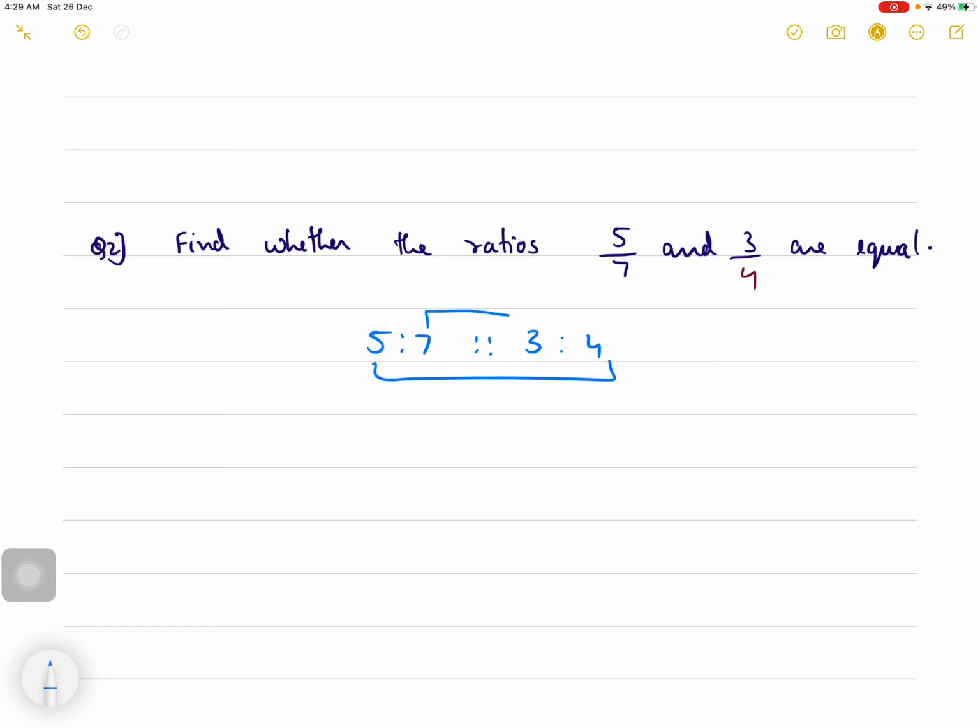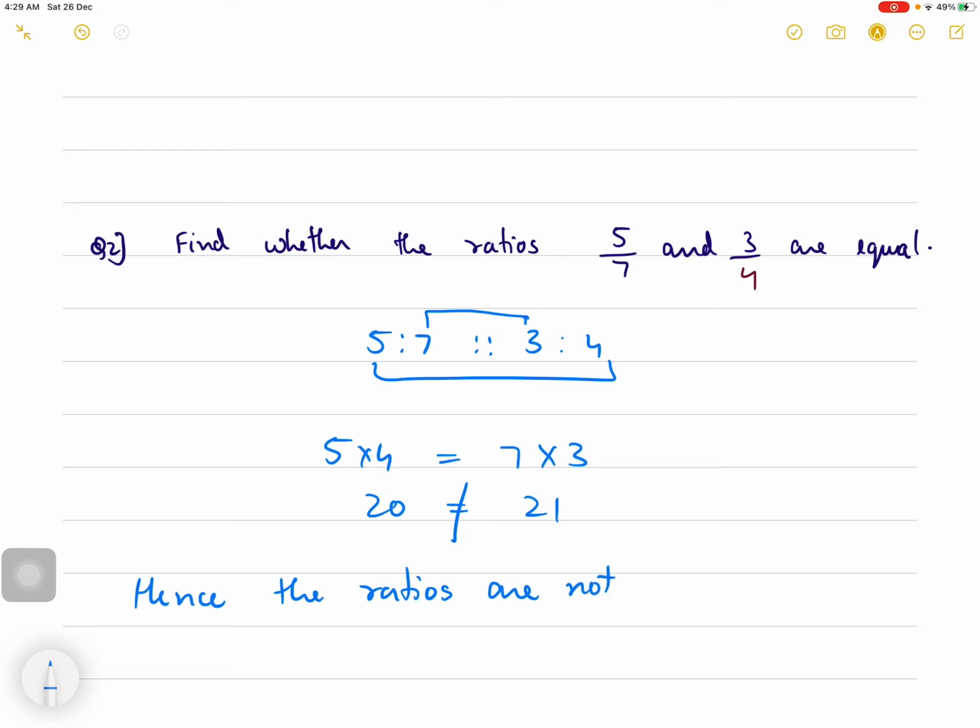So what you will do, 5 multiplied by 4 and 7 multiplied by 3. If they are equal, then it's equal, right? So 5 into 4 is equal to 7 into 3. 5 into 4 is 20 and 7 into 3 is 21. So both are not equal. 20 is not equal to 21. So hence the ratios are not equal.